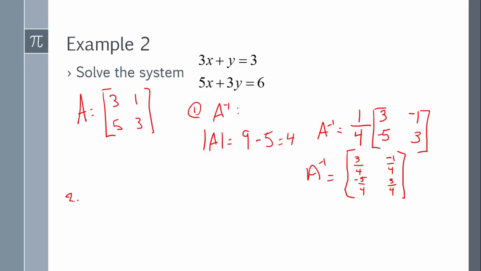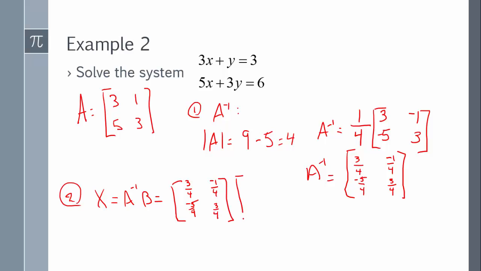The last thing we have to do now is come up with what X is, and we said X is A inverse times B. So A inverse is 3/4, -5/4, -1/4, 3/4. We're going to multiply that by 3, 6. All right. Hope we don't mind fractions here. Let's handle it. 3/4 times 3 is 9/4. -1/4 times 6 is -6/4. That adds to 3/4.